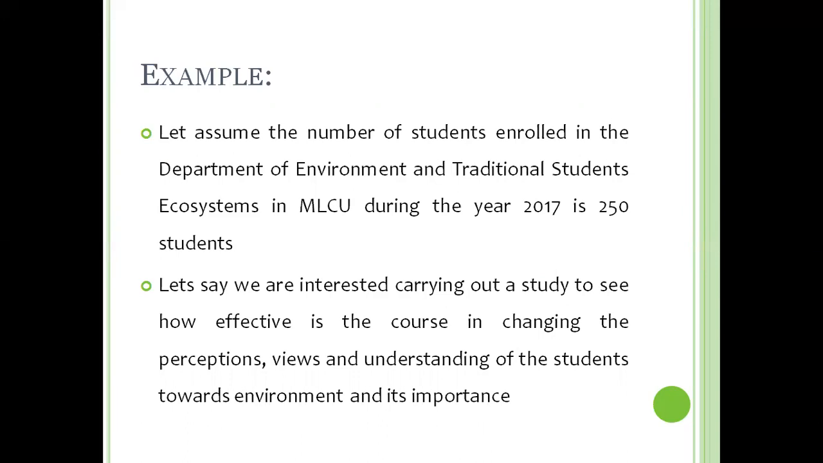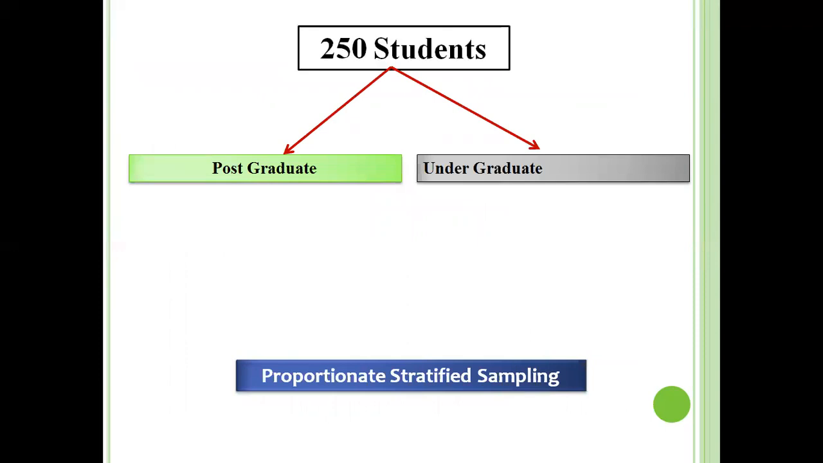So what do we have to do? Now let's say these 250 students, first things first, are a population. Now we have to stratify into different sub-populations or different strata. So we are going to divide it into, let's say, postgraduate and undergraduate students. And now let's say out of these students, 100 are in postgraduate and 150 are in the undergraduate course.